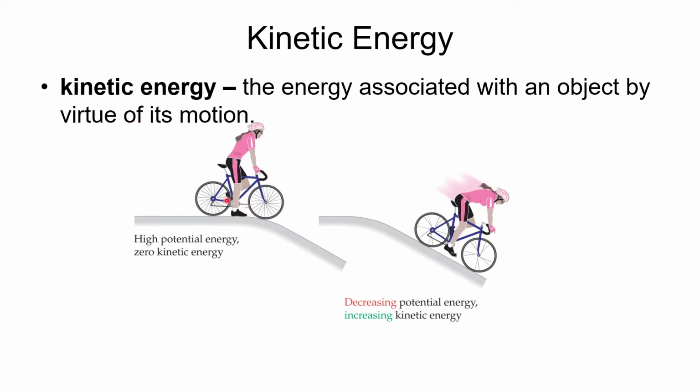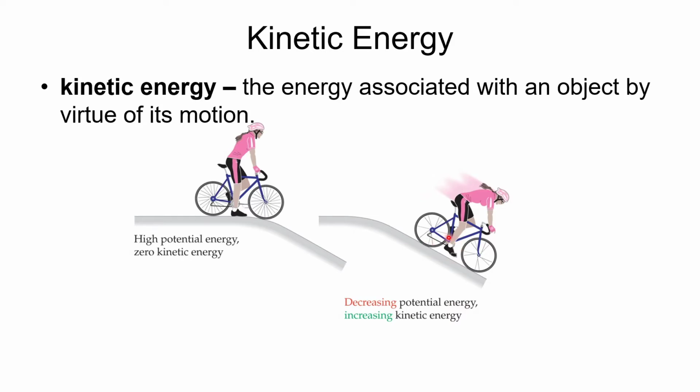So here we've got a bicyclist. The bicyclist is, in the first picture, standing at the top of the hill. You can see she is at rest, so she has no kinetic energy because she is not moving. And if she were to push off and start to roll down the hill, we would find that her potential energy, which we're going to talk about in a minute, would start to decrease and her kinetic energy would increase. And as she goes faster, she would have more kinetic energy.